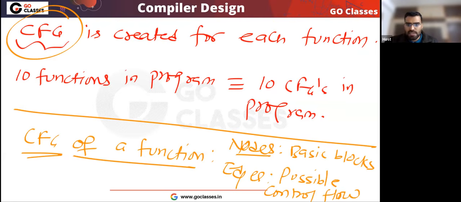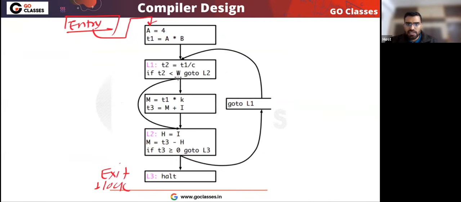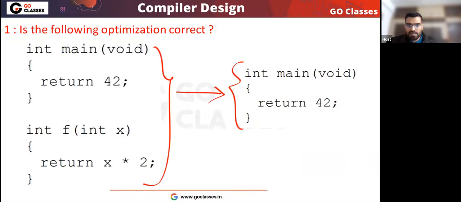Possible control flow means the control can go from here to here. For example, look at here. This means the control can go from here to here. This edge means flow, from here we can go to here. So edge means control flow, possible control flow. So node is basic block and edge is basically possible control flow. Is this clear?